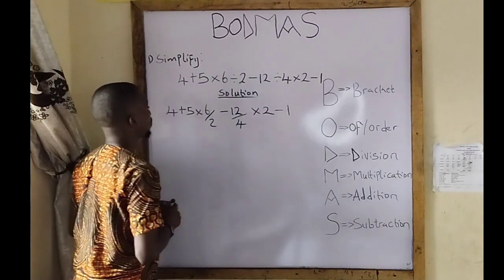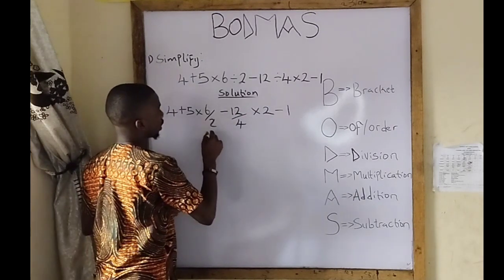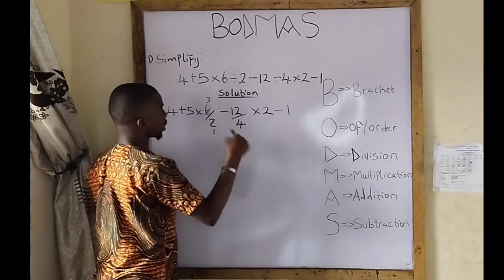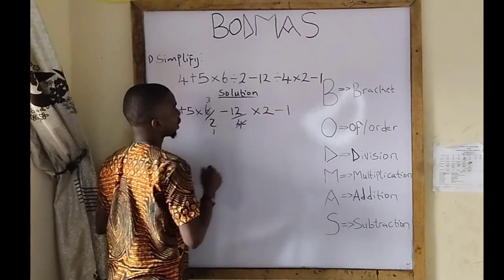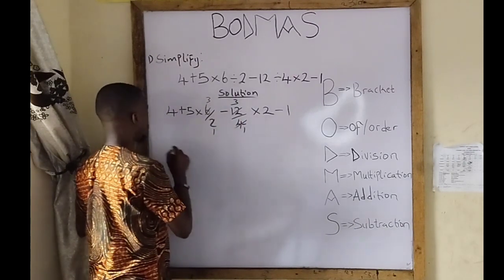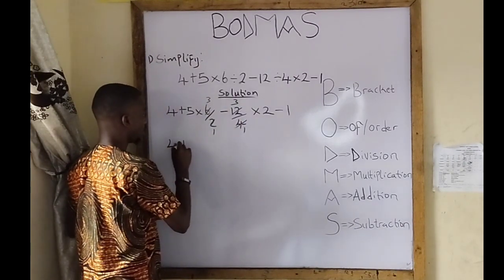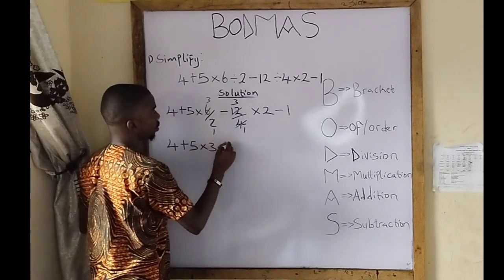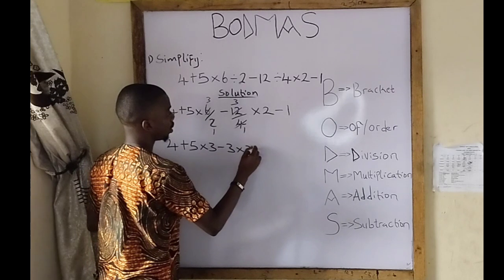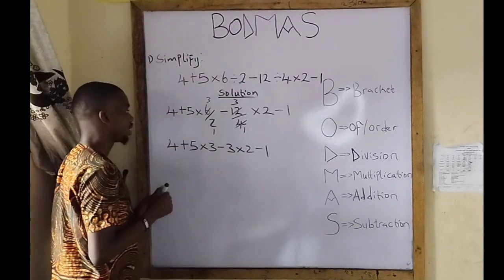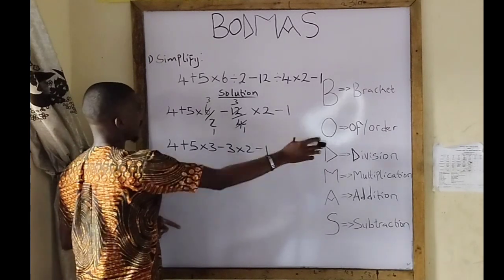So the 2 cancels itself, and 6 divided by 2 is 3. Now we are doing the actual division. 4 cancels itself, and 4 goes into 12 3 times. So that we have 4 plus 5 times 3 minus 3 times 2 minus 1. So we are done with division. The next thing will be multiplication because it stands higher.